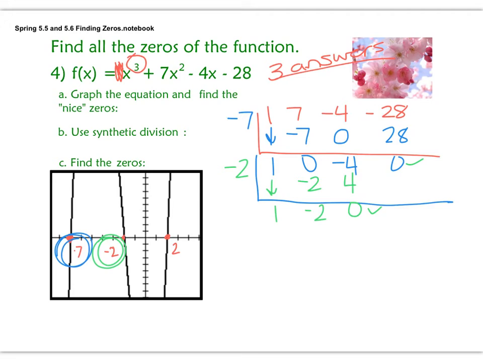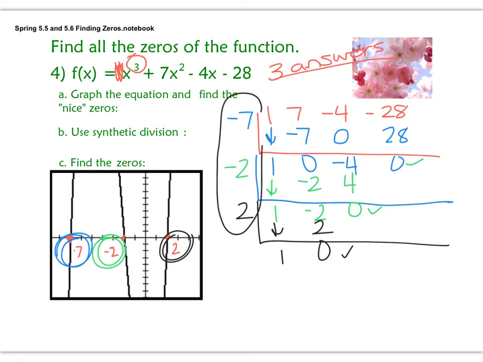0 at the end means it worked. It was a beautiful factor, no remainder. All right, and then the last one I have is a +2. Use the +2, drop the 1 down. That gives me 2, and I get 0 at the end. So they all checked out.